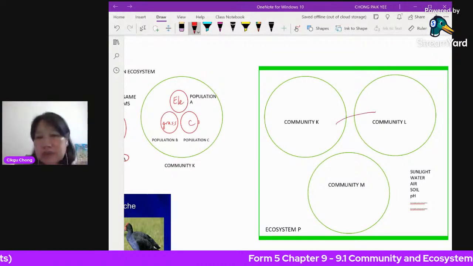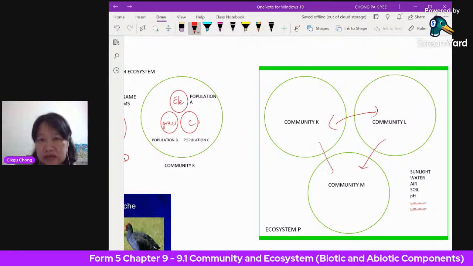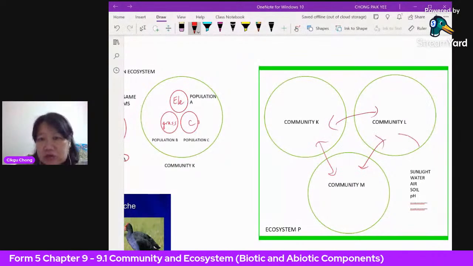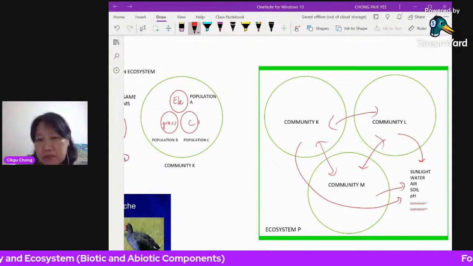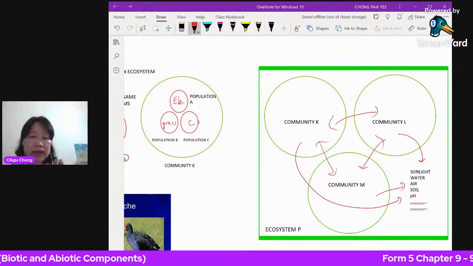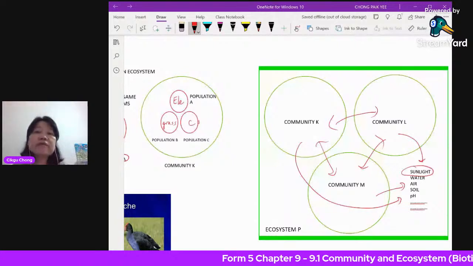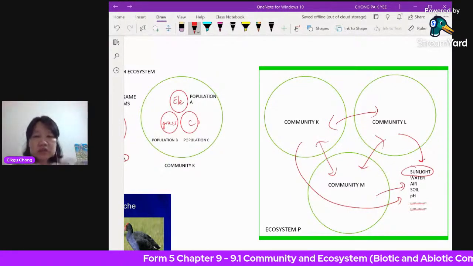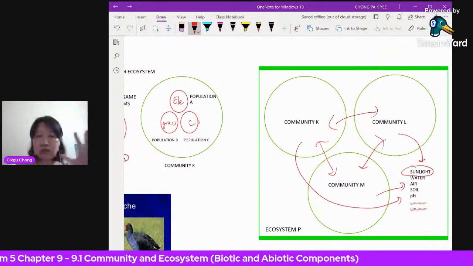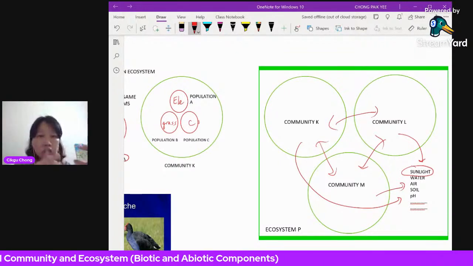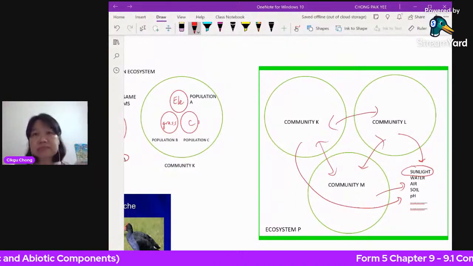So when you have community K interacting with community L, and also interacting with the non-biotic component. For example, community M is plants. So plants need sunlight, isn't it? Sunlight to make food through photosynthesis. So this is a complex interaction between different organisms in that place, together with the environment. Then you call it an ecosystem.